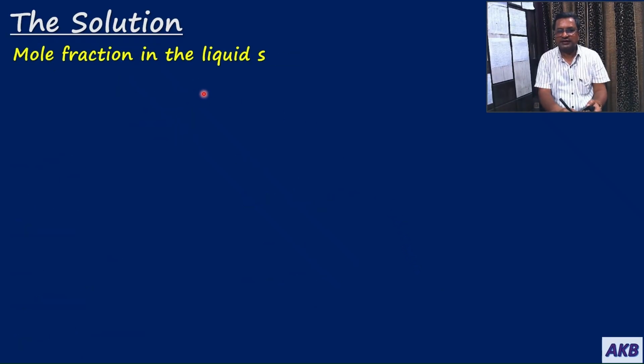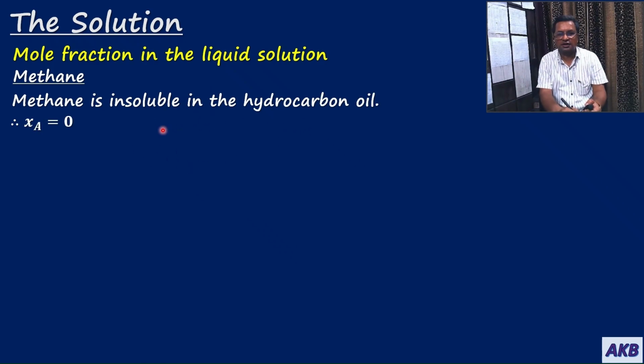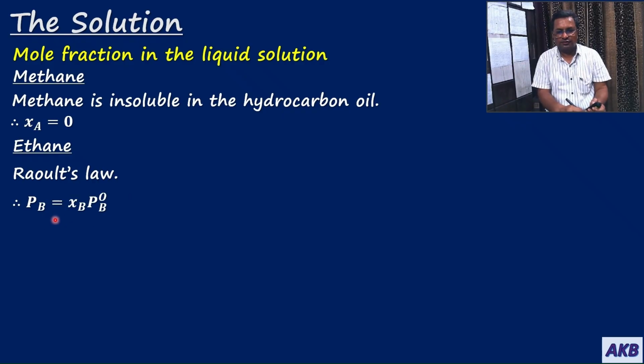Then let us get the mole fraction in the liquid solution. For methane, it is said that methane is insoluble in the hydrocarbon oil. Therefore, its mole fraction in the liquid solution will be 0. Mole fraction in the liquid solution will be denoted by X, so for A it is Xa, and Xa is 0. Then for ethane, we are going to apply Raoult's law, because it is assumed that the liquid solution is ideal. So let us apply Raoult's law to ethane. The partial pressure of ethane is equal to its mole fraction in the liquid solution, which we have to get, into its vapor pressure.